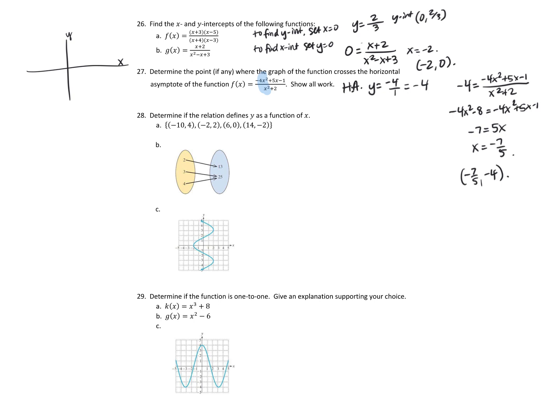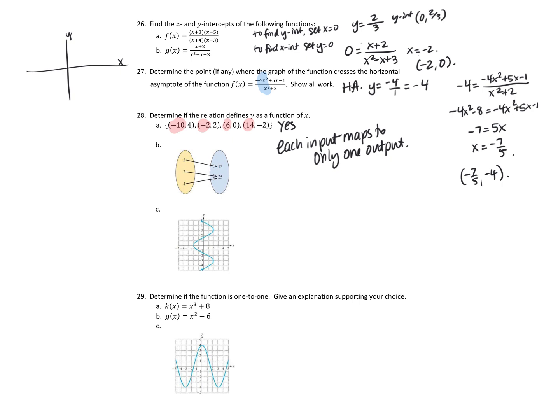Determine if the relation defines a function. So to be a function, I need to have that each input maps to only one output. Okay, so I'm checking each input. So I see the input -10 only maps to one thing, the input -2 only maps to one thing, the input 6 maps to one thing, the input 14 maps to one thing. So the first one is a yes.